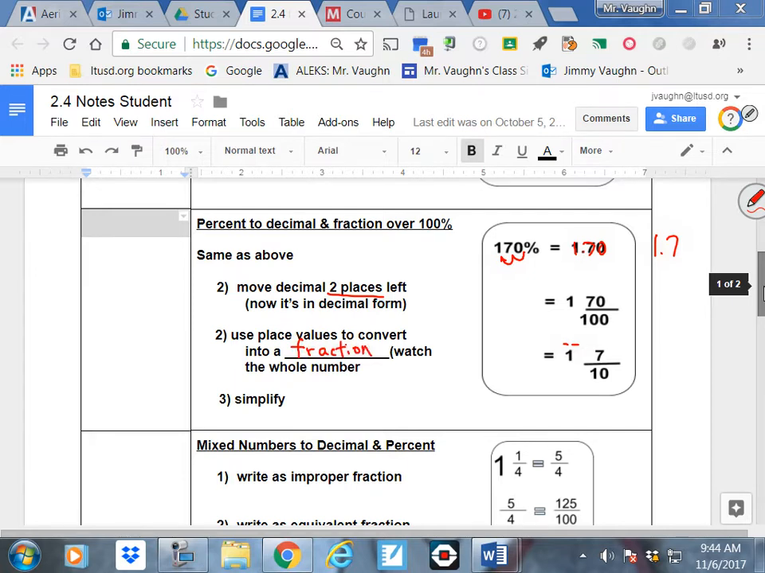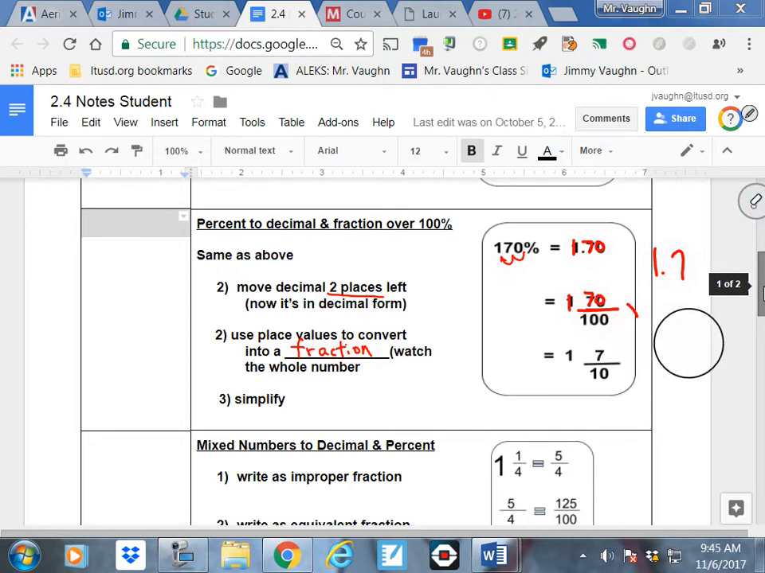Okay, and it says watch the whole numbers. Here's why. If you've got 1.70, 1 and 70 hundredths, if you say that the proper way, you're going to have the fraction written for you. 1 and 70 hundredths. Okay. If I left it as 1.7 or got rid of the 0, it'd be 1 and 7 tenths, which is what 1 and 70 hundredths simplifies down to.